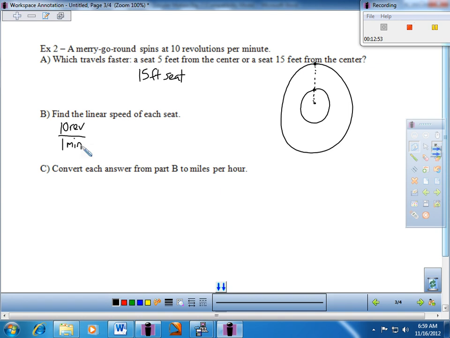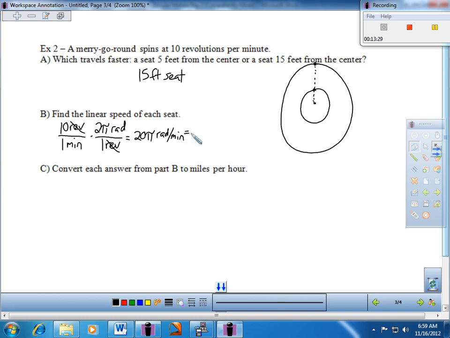And how do we go from revolutions to radians, everybody? Well, again, we did this on the review. 2 pi radians is 1 revolution. And so revolutions are going to cancel here. Again, units with everything, quantify everything. I get 20 pi when all is said and done. Radians per minute. Again, that unitless value there.